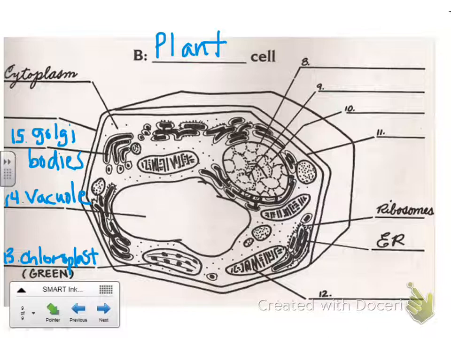16. Ooh. Let's take a look at 16. All right, look at it. How many of you think it's the cell membrane? Okay, I got some of you. How many of you think it's something else? All right, what do you think, Briley?